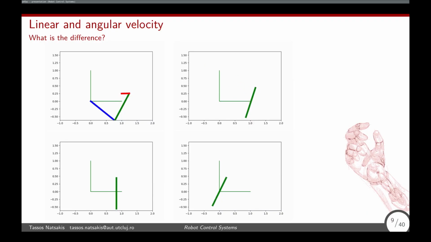Okay. The idea is that I can calculate linear and angular velocity separately, and then I can add them together to calculate the overall effect. All right? Simple stuff.